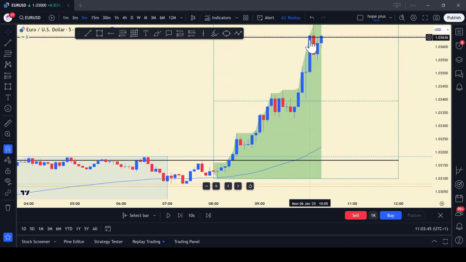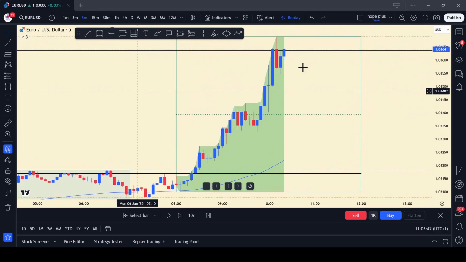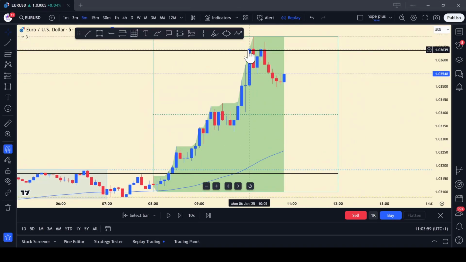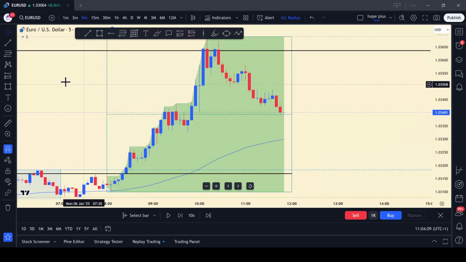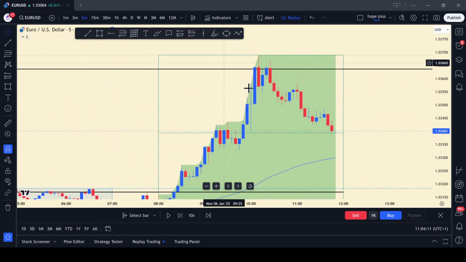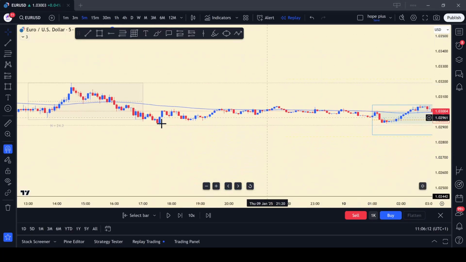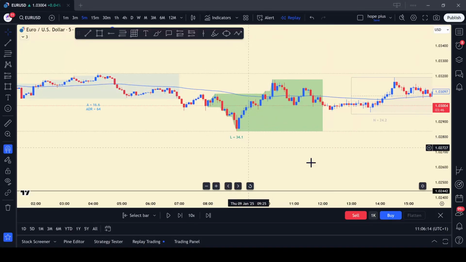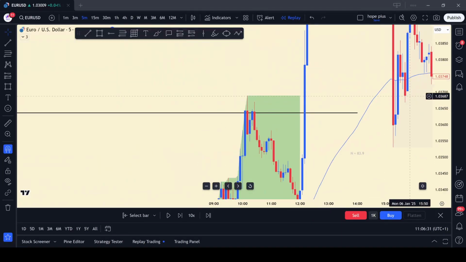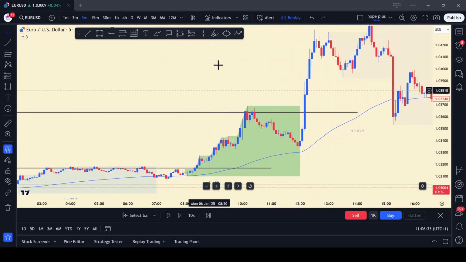Price came into this level. Now, when price came into this level, we got a rejection here. And what happened here? We got a reject. So for some reason, my replay feature is just messing up. So let's quickly have a look here.